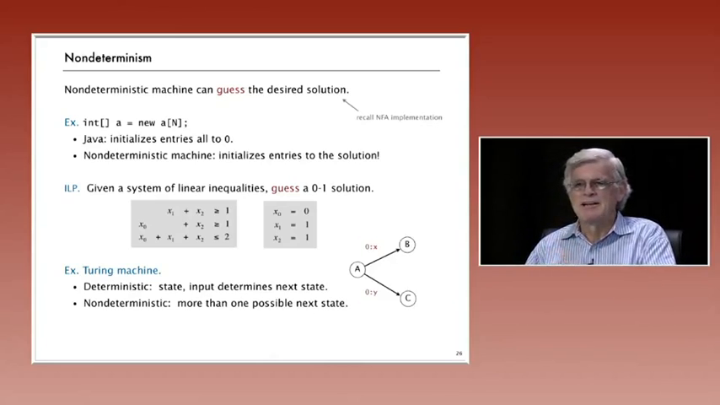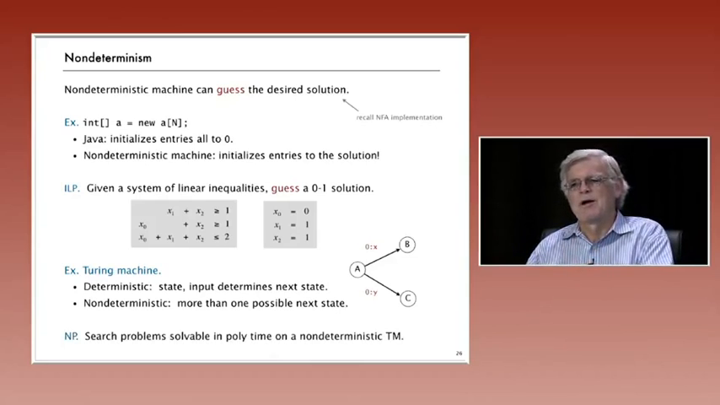So when you think about non-determinism in this way, it's pretty clear almost immediately that NP is the class of search problems that are solvable in polynomial time on a non-deterministic Turing machine. Even if the machine gives the solution, what we're requiring is that we have to be able to check that it's a solution in polynomial time. And that's NP.